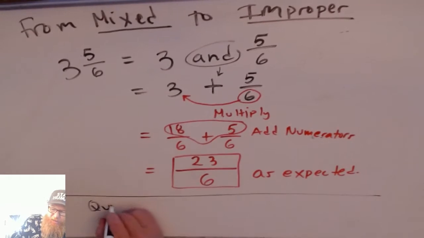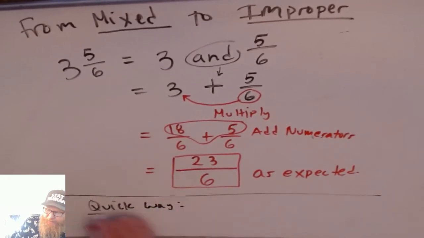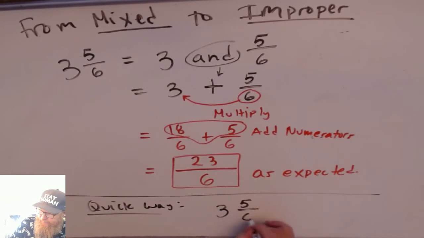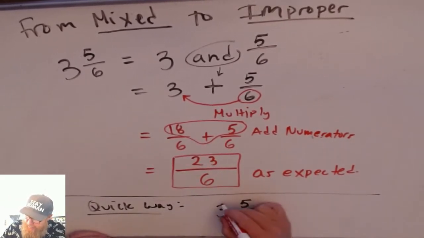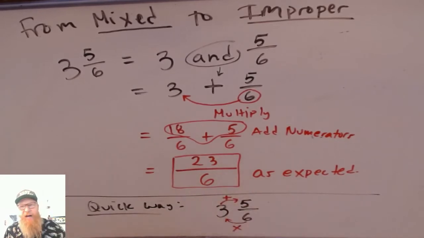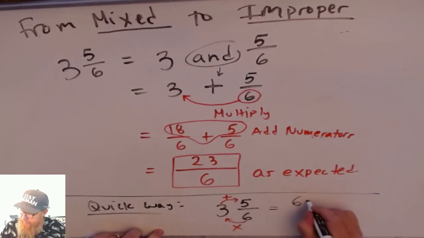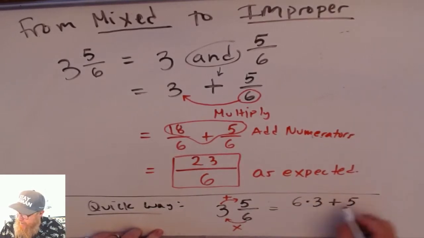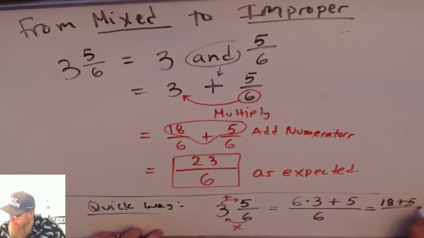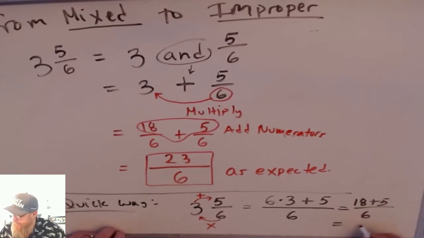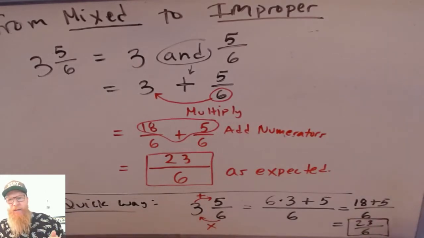All right, the quick way to do it is to go like this. 6 times 3 plus 5 over 6, 18 plus 5 over 6, 23 over 6. I've really beat that one up. You've seen it a lot of different ways now.